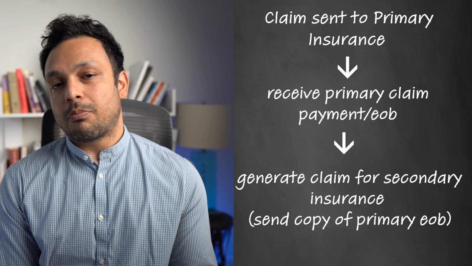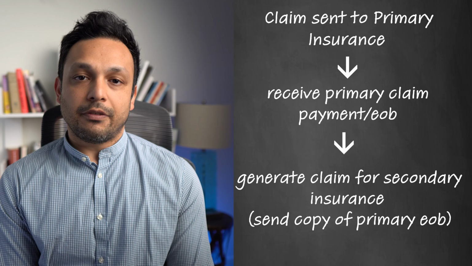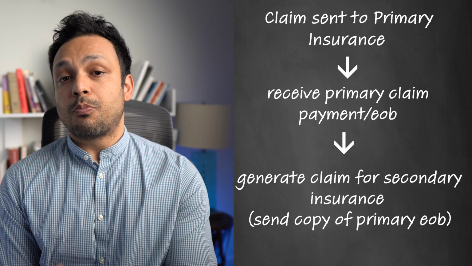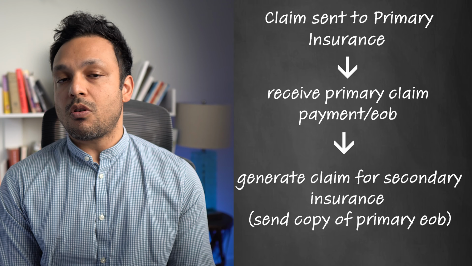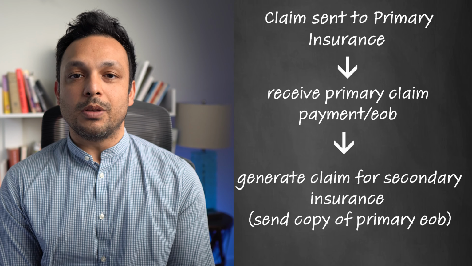So let's talk about dual coverage. What do you do for patients who are covered by more than one insurance plan? This happens quite often, especially when a member is covered by their own plan and they're also maybe covered by their spouse's insurance. When you provide service for a patient with dual coverage, a claim is generated first for the primary insurance. Once you receive the claim from the primary, then a claim is generated for the secondary insurance. Now, to process this claim, the secondary insurance is going to need the copy of the EOB that you received from the primary insurance.